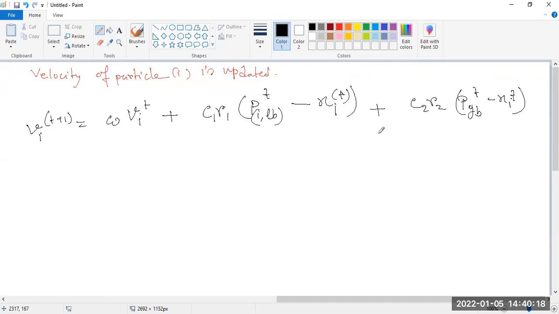So you can see there are three parts: the first part, the second part, and the third part. One by one we have to discuss them. My velocity will depend on these three factors. We have to know the meaning of i, omega, c1, r1, c2, r2, etc. So i is the ith particle.